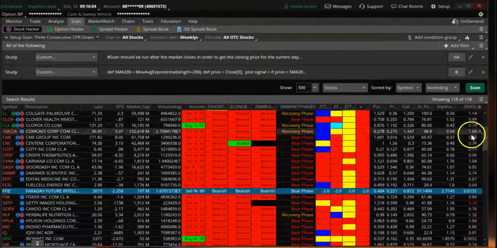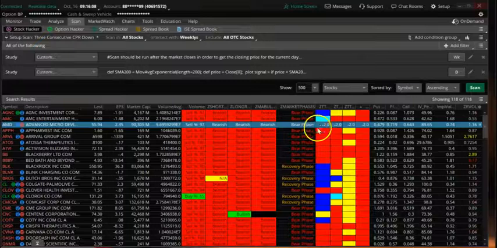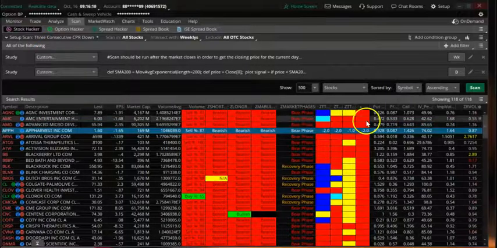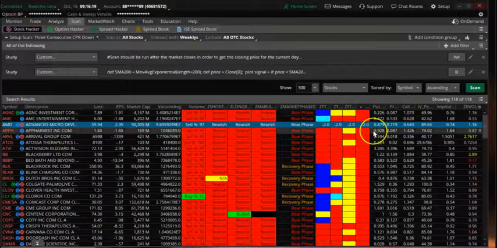The first stock I want to look at, I always want to see, for example here, this is bearish all the way across. Okay, so TTM squeeze. This is 1 hour, 4 hour, day, week. So all time frames it is bearish. Okay, so I want to look at AMD.